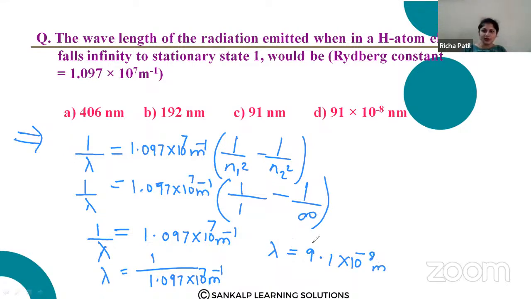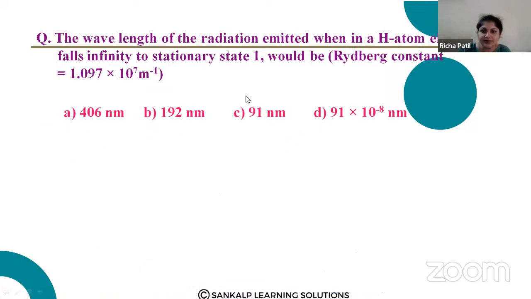Okay, so we have to convert. If you take this 0 out, it will be 91 into 10 raised to minus 9. 10 raised to minus 9 is nothing but nanometer. So your correct answer is C. Like this, you are going to find the correct answer. By substituting what is given in the question, write down the given terms and then solve. You have to hunt for the unknown quantity. This is the way you're going to solve this question.